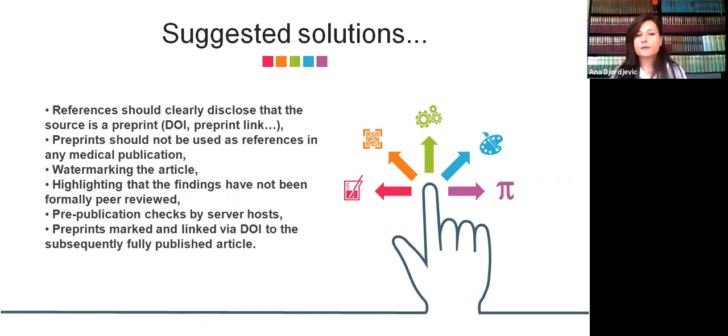communication. And then watermarking the article is important and might help others to know that results are not fully weighted. Also, in the body of the article, we can indicate that the findings have not been formally peer reviewed. Before depositing to a preprint server, it would be useful if the server provided a basic screening process for offensive or non-scientific content and for material that might pose a health risk, as applied in medRxiv, for example. And encouraging authors to mark and link via DOI preprints to subsequently published articles.